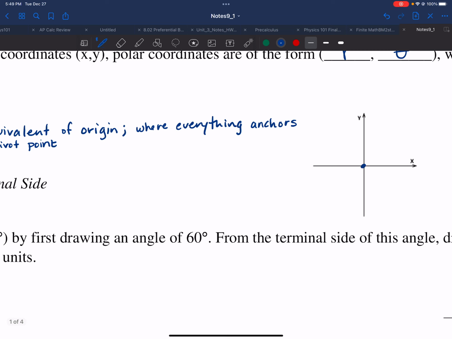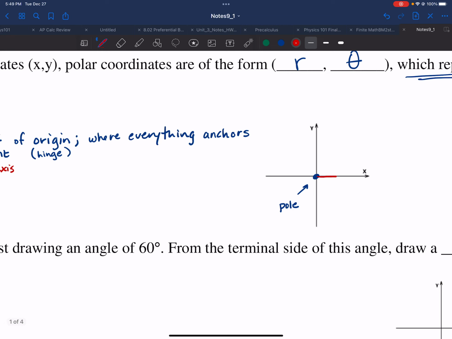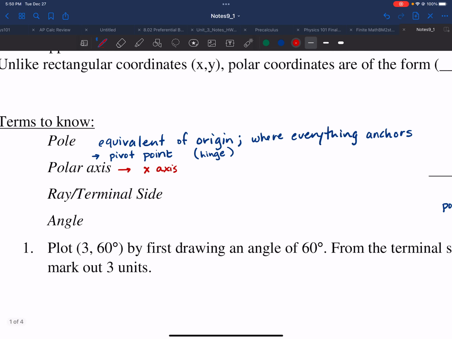And let's look at what that looks like here. So that right there is our pole. It's just a dot. Think of it like a hinge. So I'm going to put on here hinge, like a door hinge. All right, so my polar axis is actually just going to be my x-axis. And this is where my angle originates from. So this is my polar axis, where the angle originates from. So you have to have essentially a base, like a home base of where you're starting.